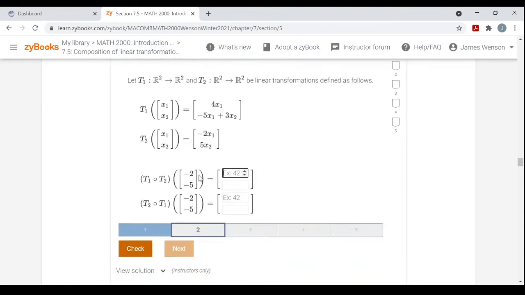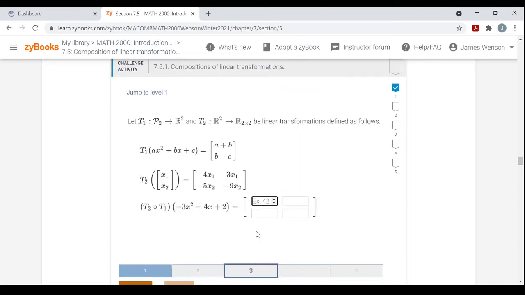Yeah, so this is the same thing, just run through the composition with a couple inputs. But this one's T1 composed with T2, this one's T2 composed with T1. You're just plugging in to find the outputs for both of those. This is the same thing, but instead of going between Euclidean spaces, you see they're plugging in a polynomial as the input, and then the output for T1 is a vector from R2, and then T2 takes a vector from R2 and gives you a 2 by 2 matrix.